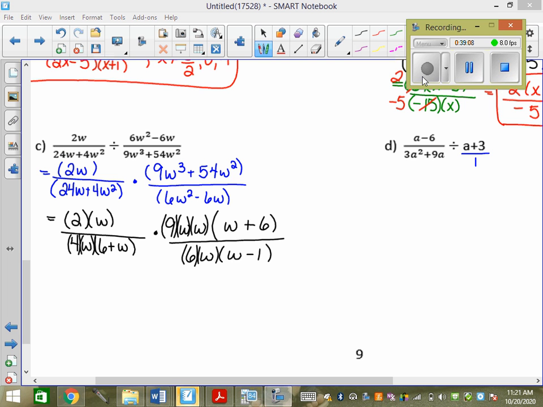Now, we can write it all over 1 if we want to, but what do we have to remember to do first? MPVs of all the denominators plus the numerator of the second one. So we're going to have 4 can't give me an MPV. W cannot equal 0. 6 plus W cannot equal 0. Up here I have 9, not a problem. W I've already done. W plus 6 is the same as 6 plus W. 6 I've already done. W I've already done. W minus 1 is my other one. So this one's done. This one I can subtract 6. This one I have to add 1.